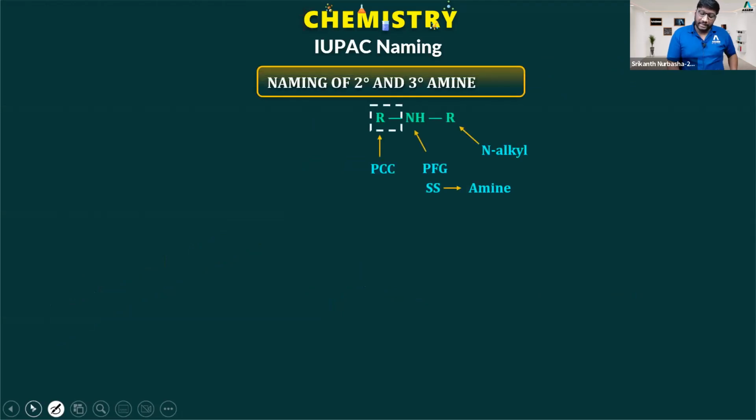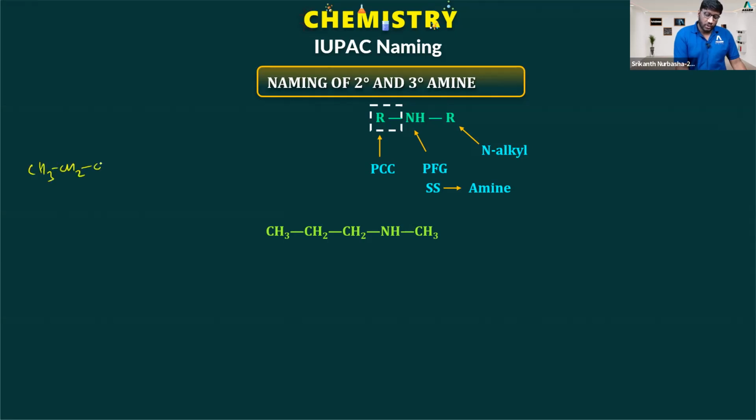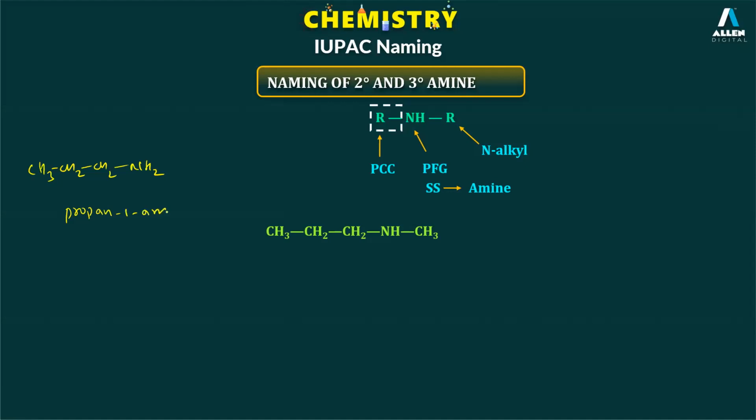Now naming of secondary and tertiary amines. If you look at the common system, there we will use the same name, amine. But whenever we have secondary and tertiary amines, in that case you are going to write N-ethyl, N-methyl, N,N-dialkyl. So that is going to be introduced. Like CH3CH2CH2NHCH3, what are you going to use here? If it is just CH3CH2CH2NH2, it is nothing but propanamine, propan-1-amine.